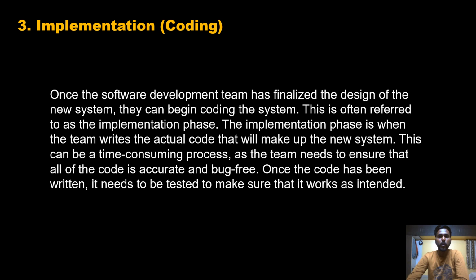Now we'll see about implementation. Once the software development team has finalized the design of the new system, they can begin coding the system. This is often referred to as the implementation phase. The implementation phase is when the team writes the actual code that makes up the new system. This can be a time-consuming process as the team needs to ensure that all the code is accurate and bug-free. Once the code has been written, it needs to be tested to make sure that it works as intended.